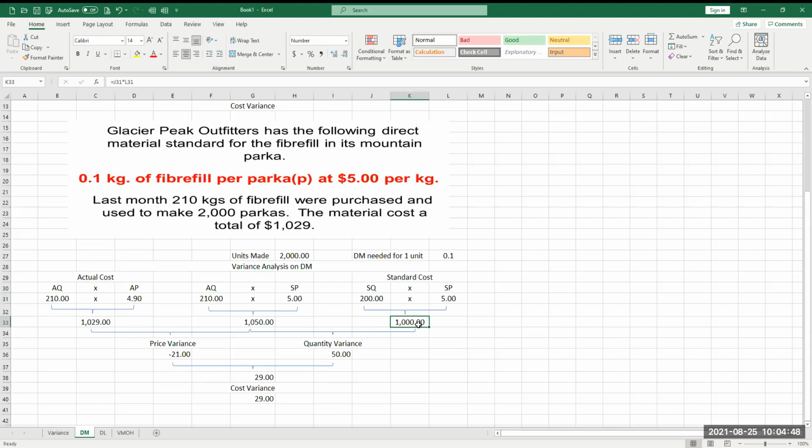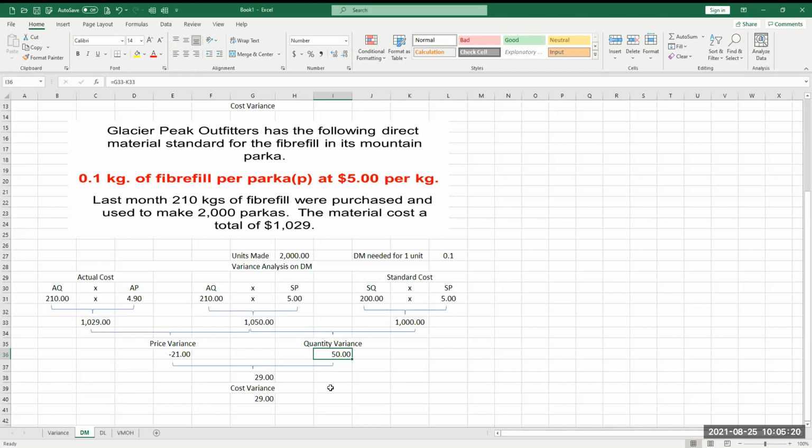In reality, to produce 2,000 units, I didn't use 2,000 kilograms of material. I used 210 kilograms, 10 kilograms more. Since I'm using 10 kilograms more, my cost increased by $50. Correct? Are you with me?